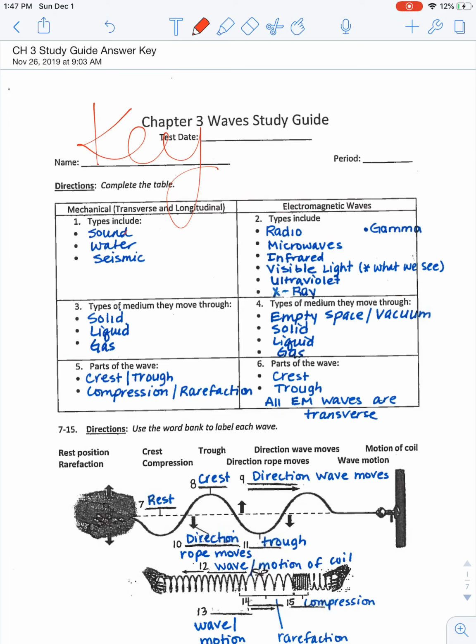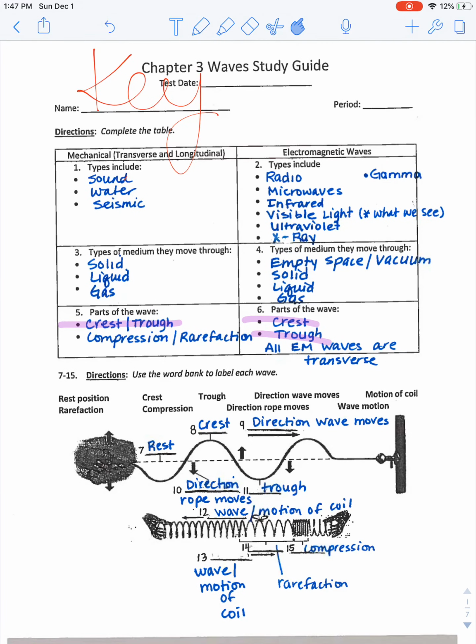The parts of the mechanical wave, if it's a transverse wave, you've got your crests on the top and your troughs on the bottom. And if it's a longitudinal wave, you've got your compressions and your rarefactions, your close together part and your stretched out part. And then all electromagnetic waves are transverse. So like I had said over here, transverse waves have crests and troughs, which means that electromagnetic waves also have crests and troughs.